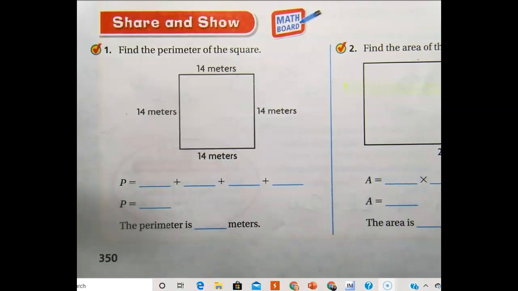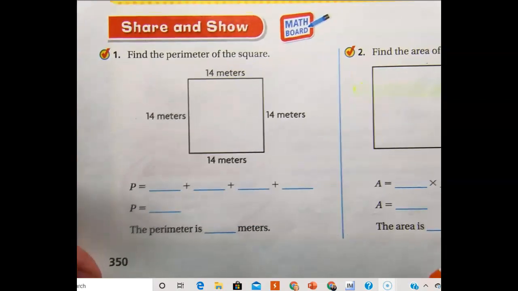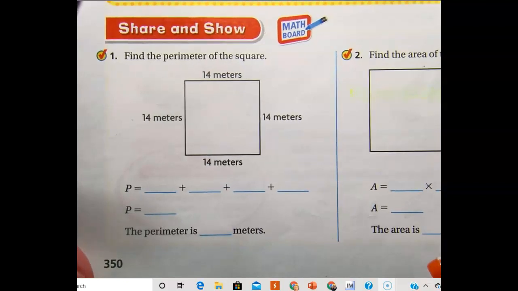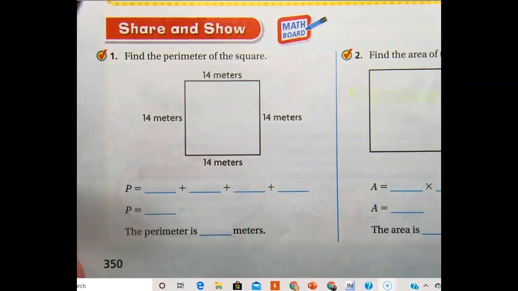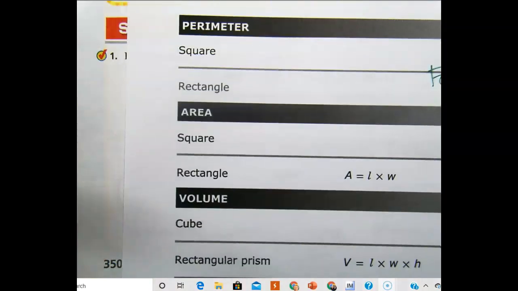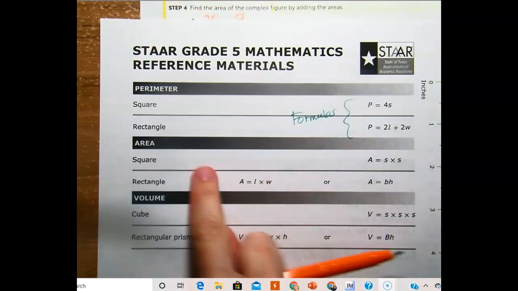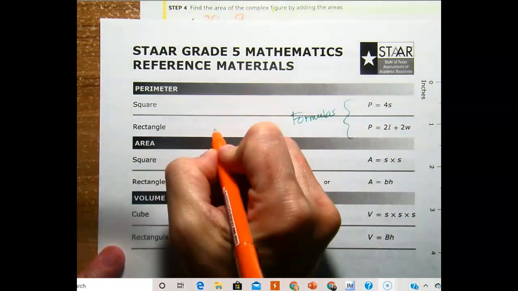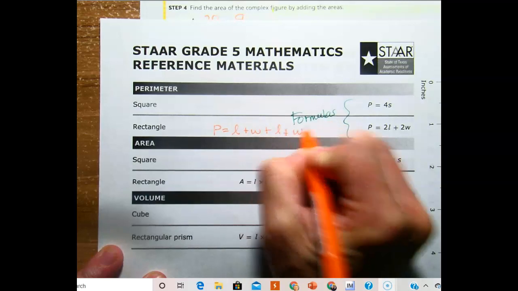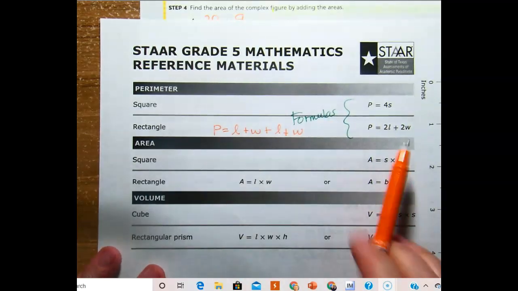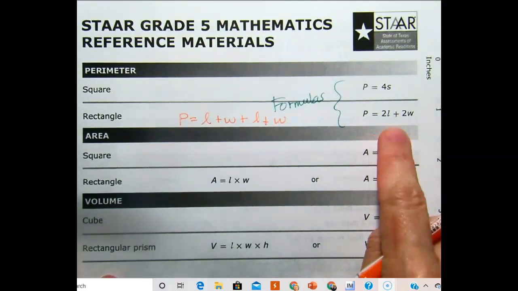Okay, so now find the perimeter of these squares. At the last point where we stopped, I wanted y'all to go ahead and solve this problem, so let's check it. Perimeter, again, if you get your math chart out, you can use either one of these formulas. You could also say P equals L plus W plus L plus W. You could just add all the sides, all right? Or we could do it the 5th grade way, and that's what I really want you to focus on.